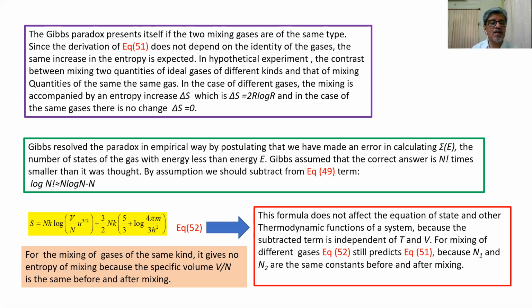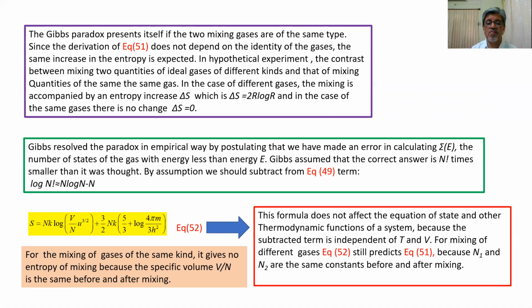Now, it is represented by equation number 52, which shows the entropy of mixing. So S is equal to Nk log[V/N u^(3/2)] plus 3/2 Nk[5/3 plus log(4πm/3h²)]. That is equation number 52, and it is a very interesting equation for mixing of two ideal gases, which was derived by the famous scientists Tetrode and Sackur. This formula does not affect the equation of state and other thermodynamic functions of a system, because the subtracted term is independent of T and V, because whatever we have subtracted, N factorial, is not dependent on T and V.